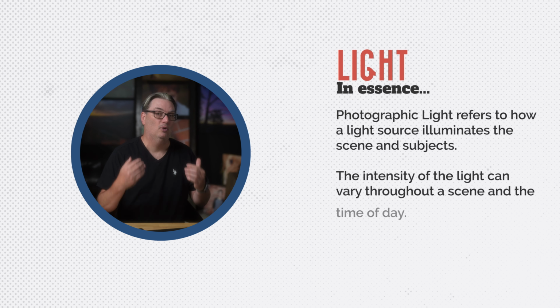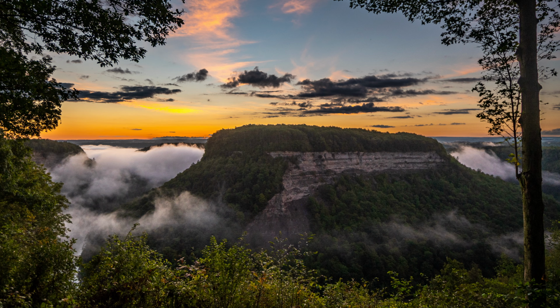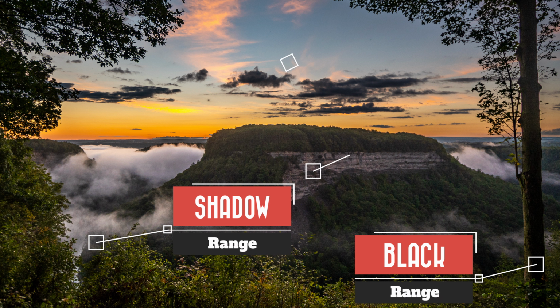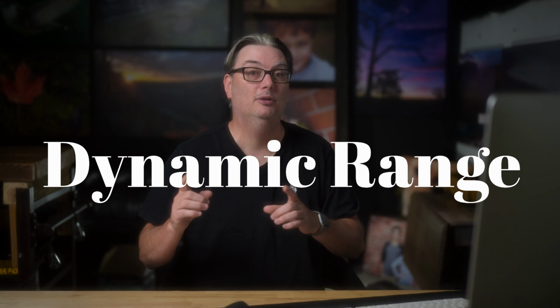First, let's dig a little deeper into light and how it relates to tones. In essence, photographic light refers to how a light source illuminates the scene and subjects. The intensity of the light can vary throughout a scene and the time of day. In nature, the various intensities of light are infinite, and they're known as the dynamic range, which is similar but different from tones or the tonal range.